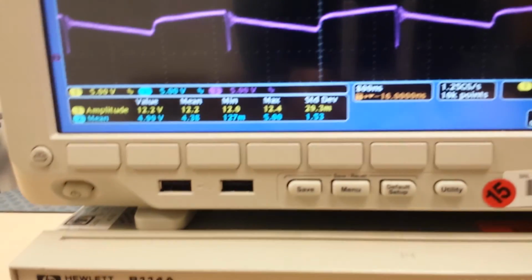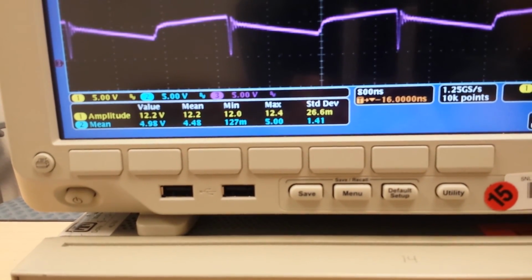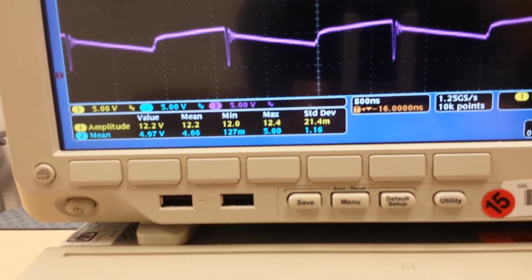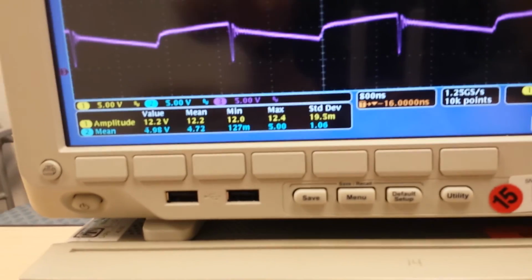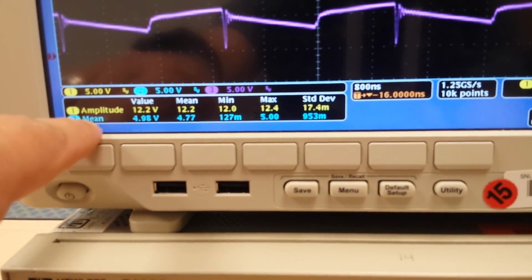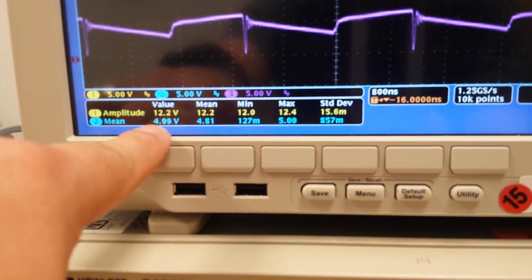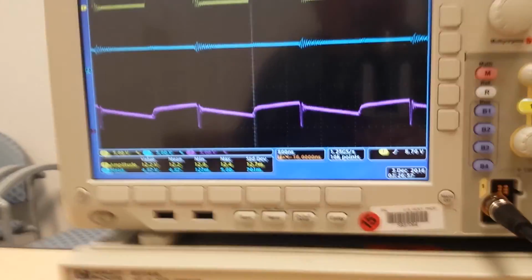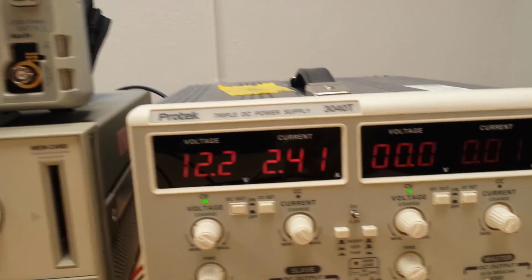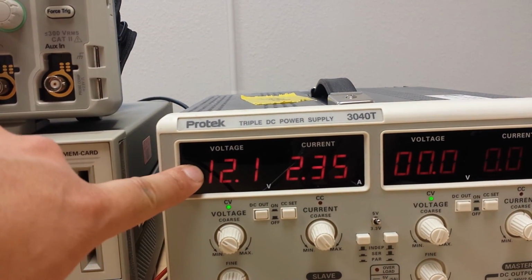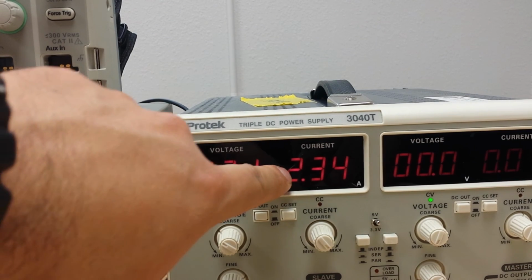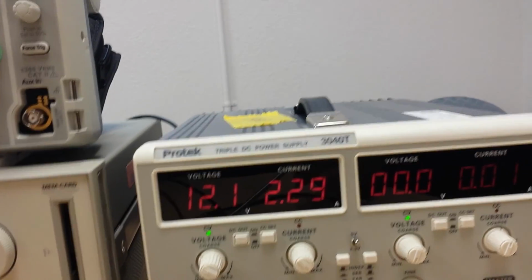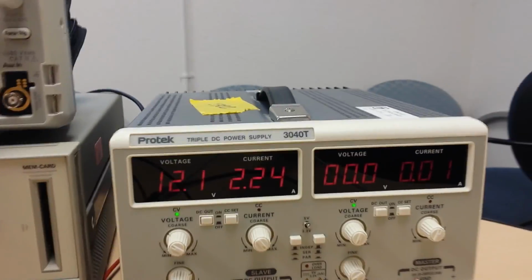If we zoom in right here, you see channel 1 amplitude 12.2 volts. That's my switching voltage. And channel 2, this one down here, the mean of my output is 4.98 volts, approximately 5 volts. And as in our simulation with the 12 volt source, it is sourcing pretty close to 2.5 amps, giving me my approximately 12.5 watt output.